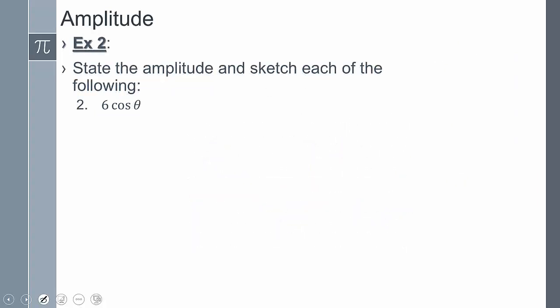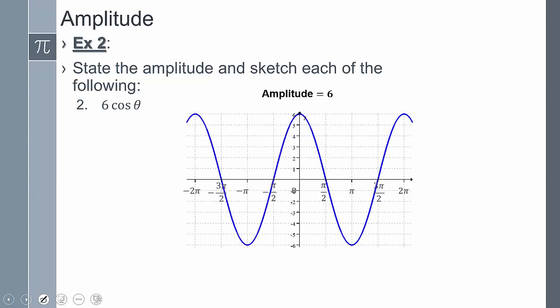You can do the same thing with cosine of theta. So that 6 tells me my amplitude is 6. And so with my cosine parent graph, if I were to plug in 0, cosine of 0 is 1. 1 times 6 is 6. And so that's why it starts up there.